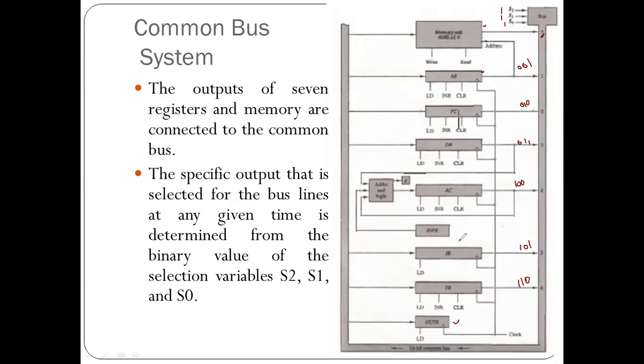This register and the input register will provide data from the input device to the ALU. So these 2 registers won't place any data onto the common bus, hence these 2 are not connected. So the remaining 6 registers along with the memory, 7 combinations, are used for selecting any one by using the 8 to 1 multiplexer, which is selected by using 3 select lines S2, S1 and S0, right?